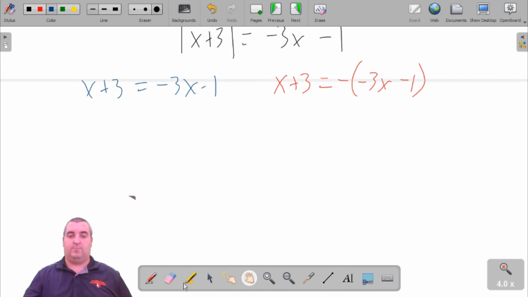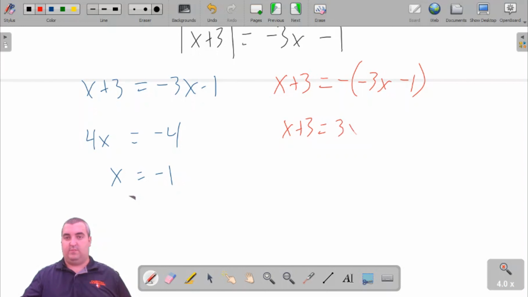So let me just pull this up a little bit. Let's start solving. So it's just solving for x, so I'm going to add the 3x to this side, so I get 4x, subtract the 3, so I get -4, divide by 4, x equals -1. So that is a possible solution. This side, I'm going to distribute out that negative, so hey, it all becomes positive. I'm going to subtract the x over, so I get 2x, subtract the 1, so I get 2, and when I divide, I get x equals 1.